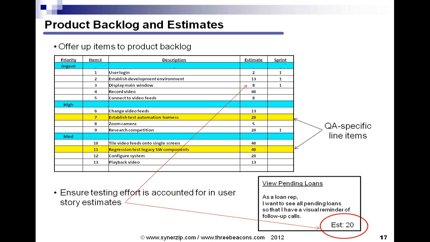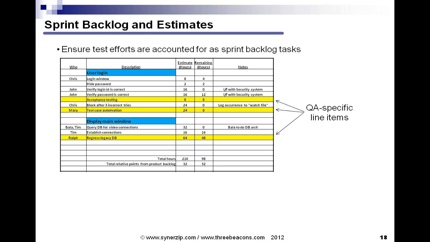Sprint backlog. Scrum uses a sprint backlog also. It's basically a subset of the product backlog. You'll see the blue items here. Those are stories or major work activities taken from the product backlog. And then the breakdown underneath that is the tasks associated with each of those stories. So again, the QA person would be offering up tasks that contribute to the delivery of that user story and being very vocal about those and their estimate in terms of hours.